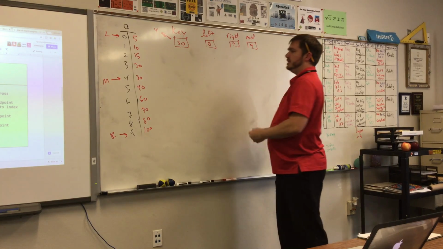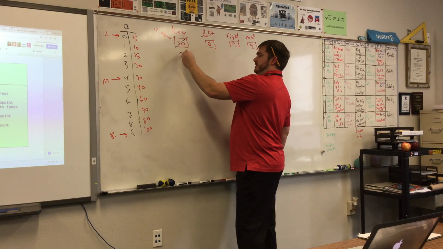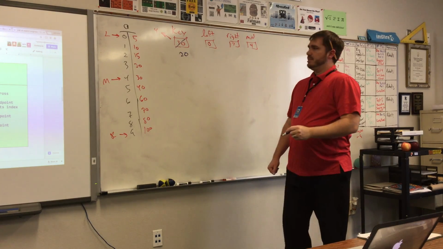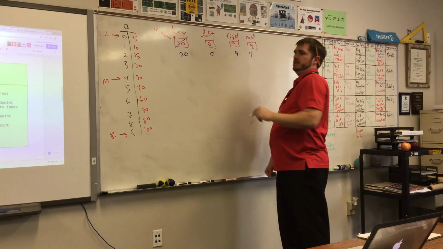That's great. Okay, so let's try another one. Let's try 20. Yep. So initial values, we're going to have 0, 9, and 4.